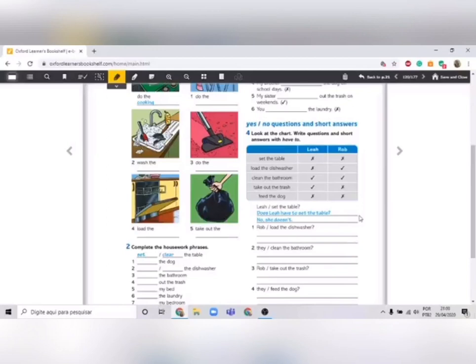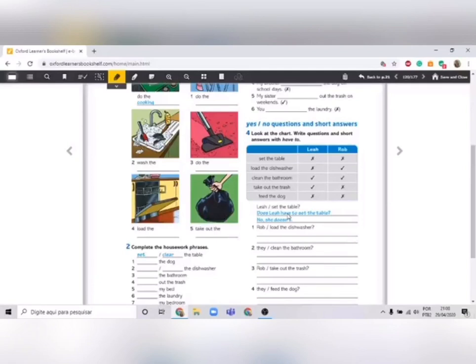So when we use he, she, and it, the auxiliary is does, and with I, you, we, and they, the auxiliary is do. Remember that when we are making questions, the verb is always have. So we don't use has. We only use has for he, she, it in affirmative form. In negative and interrogative form, we have to use have.